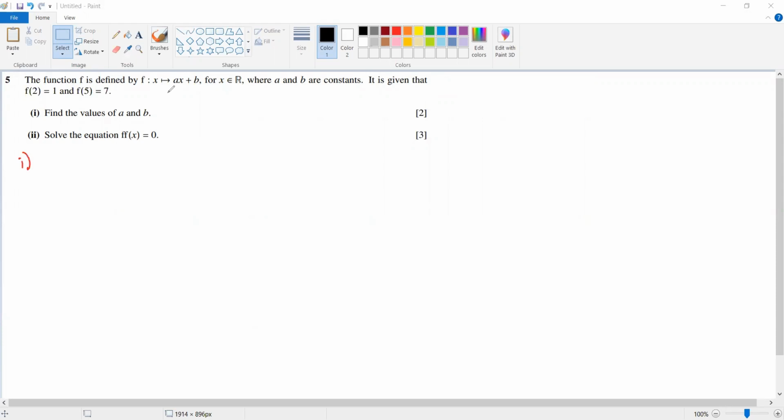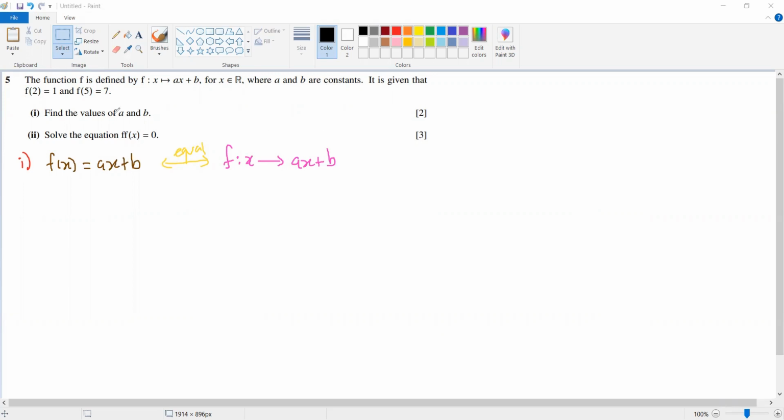So the first step in such a question is to recognize that f(x) equals ax plus b is the equation way of writing the same thing. These two are equal, so I just want to mention that first. Whether you write the function in the mapping style, f maps x to ax plus b, that's how we read this, it's the same as saying f(x) equals ax plus b. So these two things are equivalent.